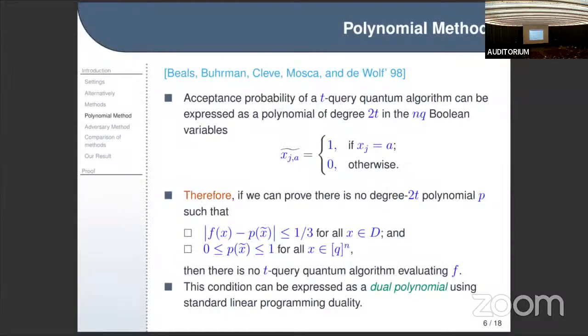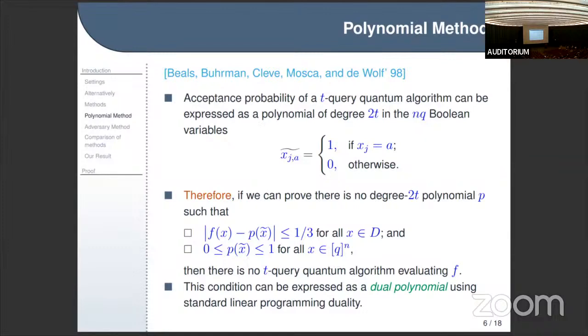degree 2t polynomial P that approximates the function f. So this means that it is a distance at most 1/3 on all inputs in the domain, and it's bounded between 0 and 1 for all possible inputs. So it's quite an important condition here.